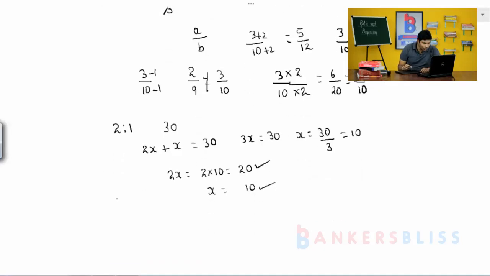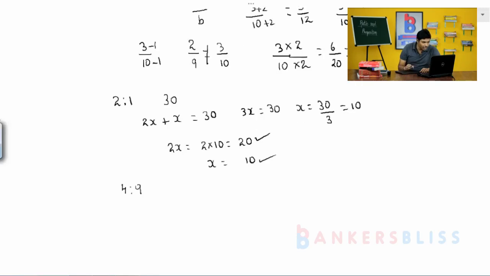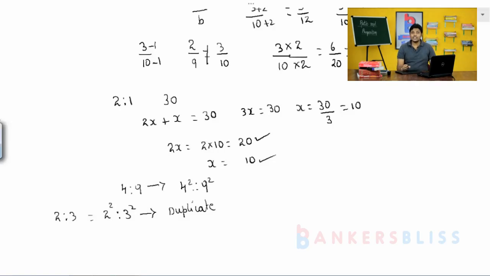Okay, see here, consider a ratio called 4:9, or else consider a ratio called 2:3. Then 2 square is to 3 square is the duplicate ratio. For 4:9, the duplicate ratio is 4 square is to 9 square. So, if you square the terms of the ratio, then you get the duplicate ratio.